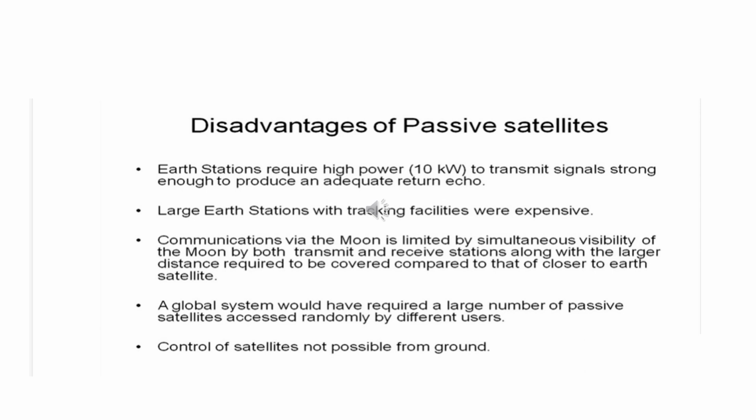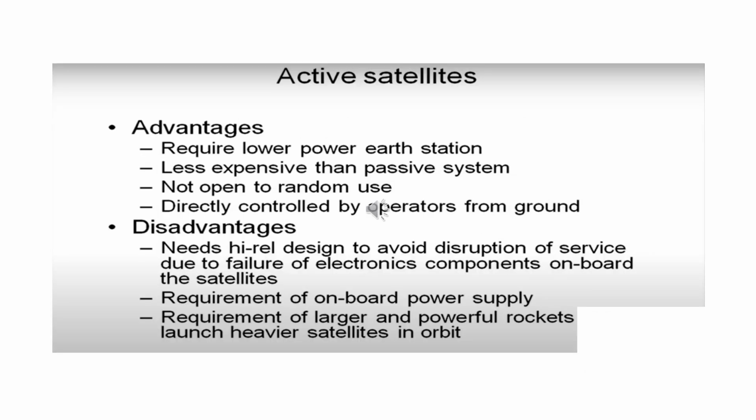And the last one is that control of the satellite is not possible from the ground in the case of passive satellites. So another solution for this problem is the active satellite. The satellite will have its transponder units, that is, repeaters. It will have some amplifier, LNA, those kinds of things. So what are the active satellite's advantages? The very first is that it requires lower power from the Earth station and is less expensive than a passive system. It is not open to random use. It can be customized and directly controlled by the operators from the ground, and that operator can give the permission to use this satellite.